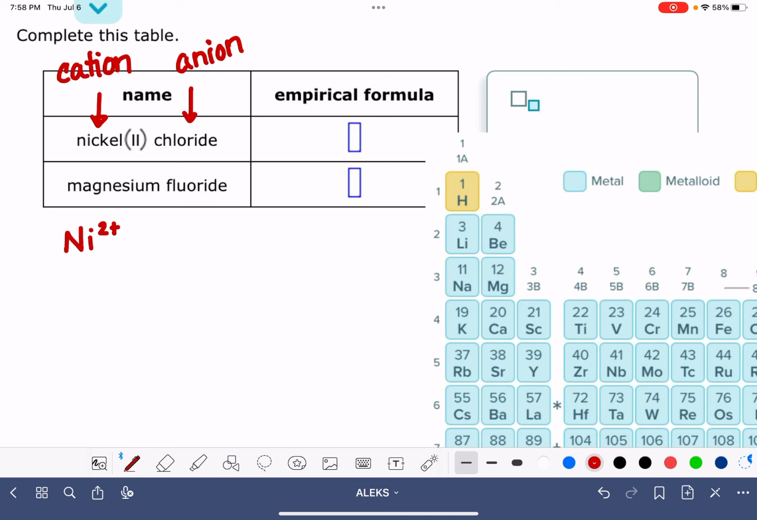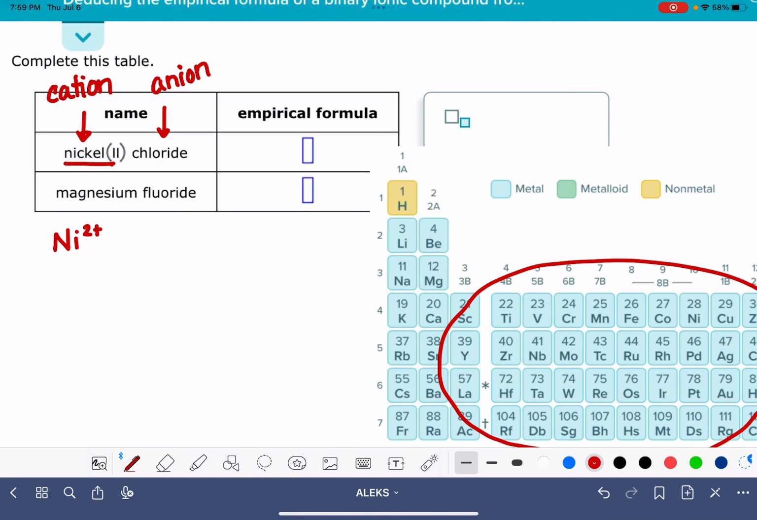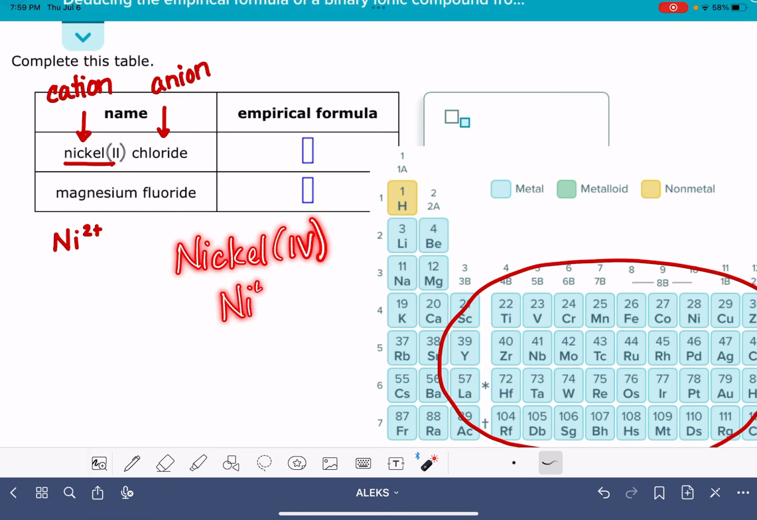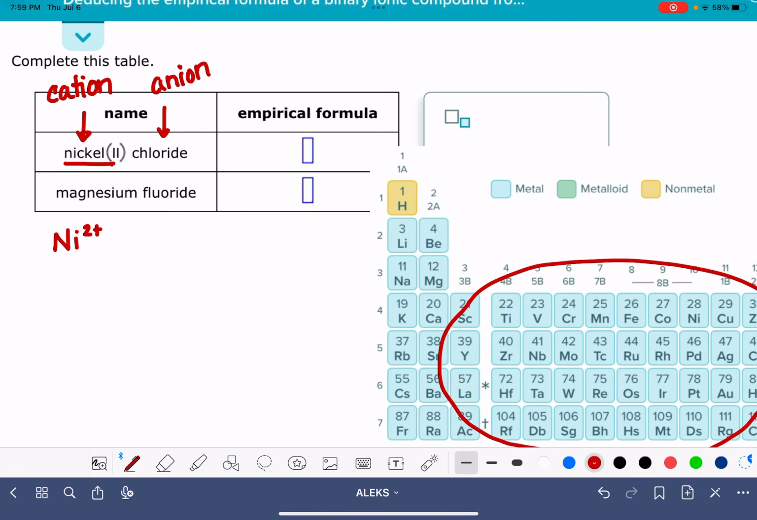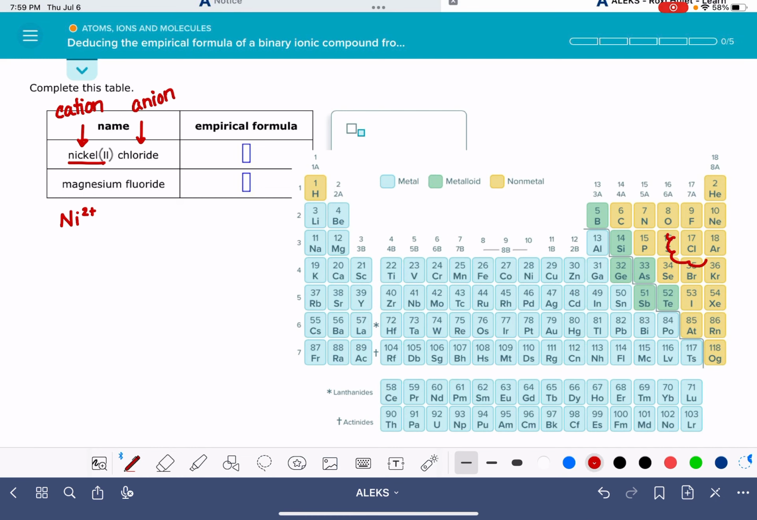You're going to see this notation used for metals that are in this area of the periodic table, the transition metal area. Because these metals have charges that are difficult for us to predict, the charges are always provided to us in the ionic compound's name. So that's super handy. For example, if it had said nickel with a 4 in parentheses, we would know that that was the 4+ ion.